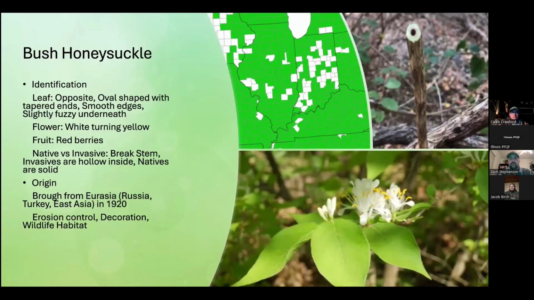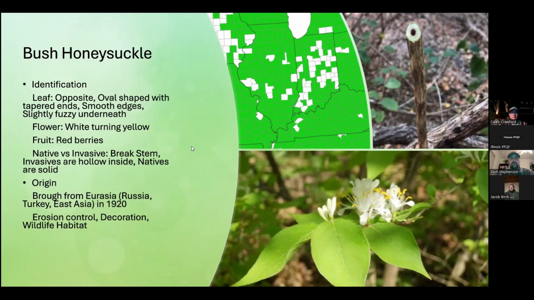And continuing on with the honeysuckles, you have a bush honeysuckle. This one's leaf is going to be opposite, oval shaped with tapered ends. It's going to have smooth edges, and the underside is going to be slightly fuzzy. It's going to have small little hairs under there. The flower starts out white and then turns yellow as the season goes on, and its fruit are red berries.